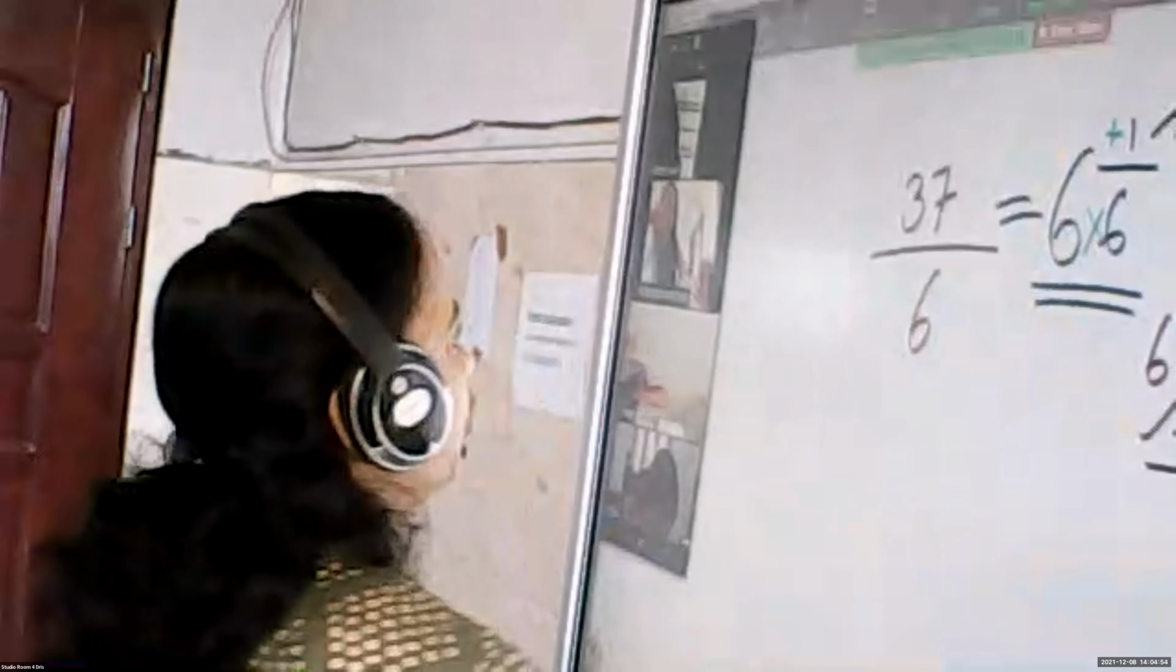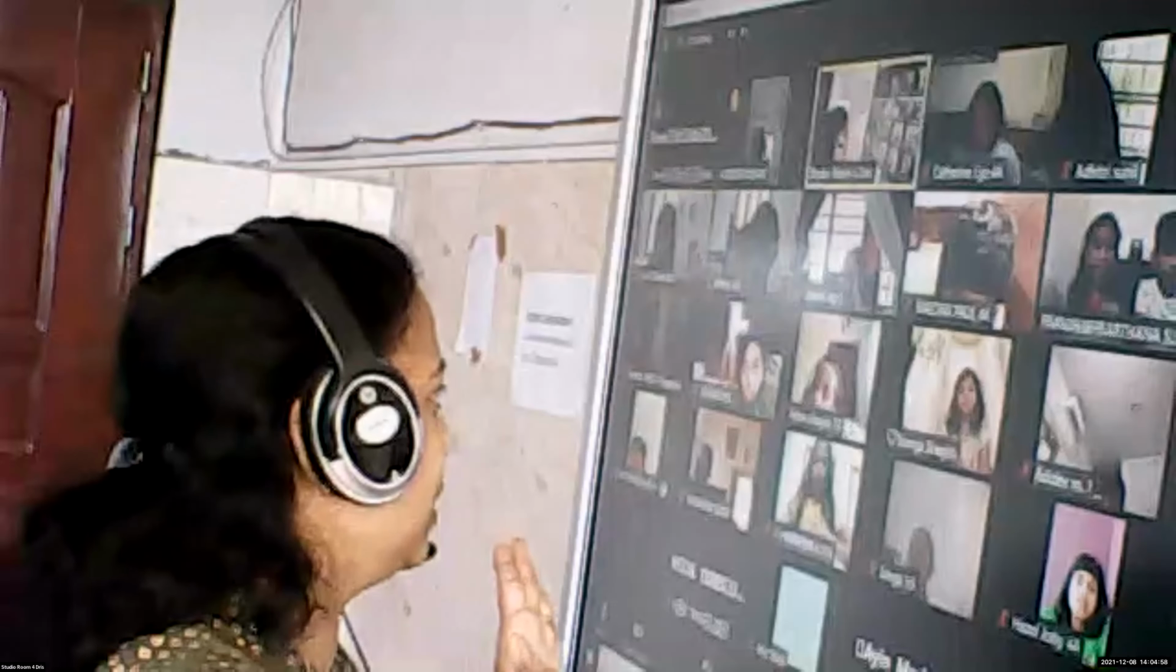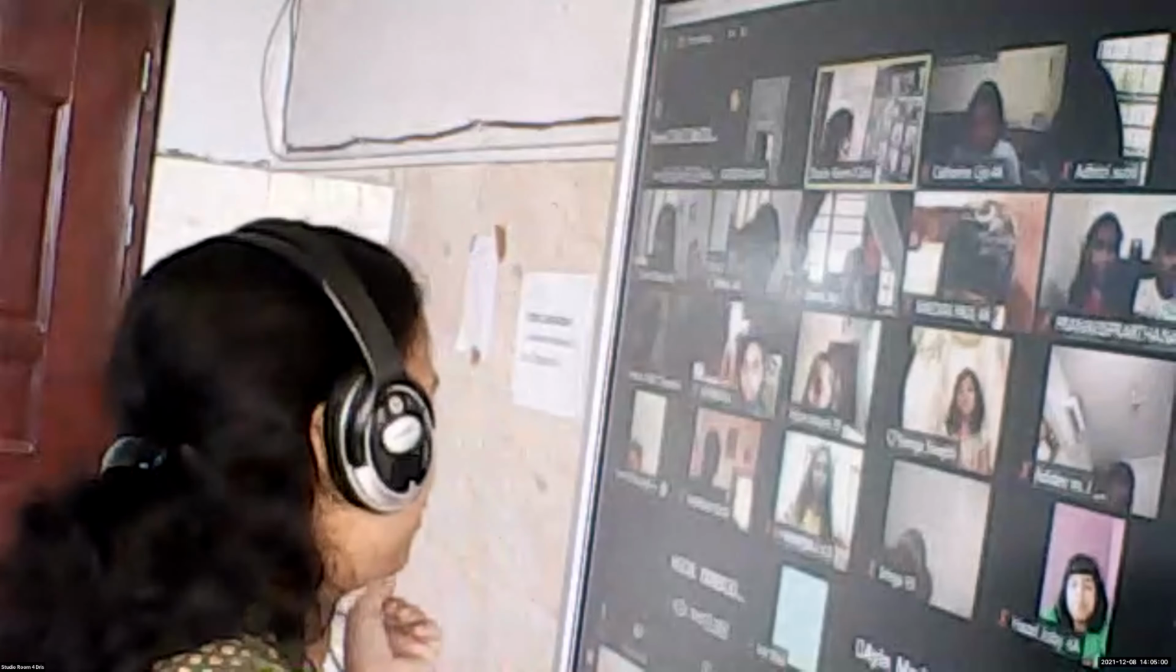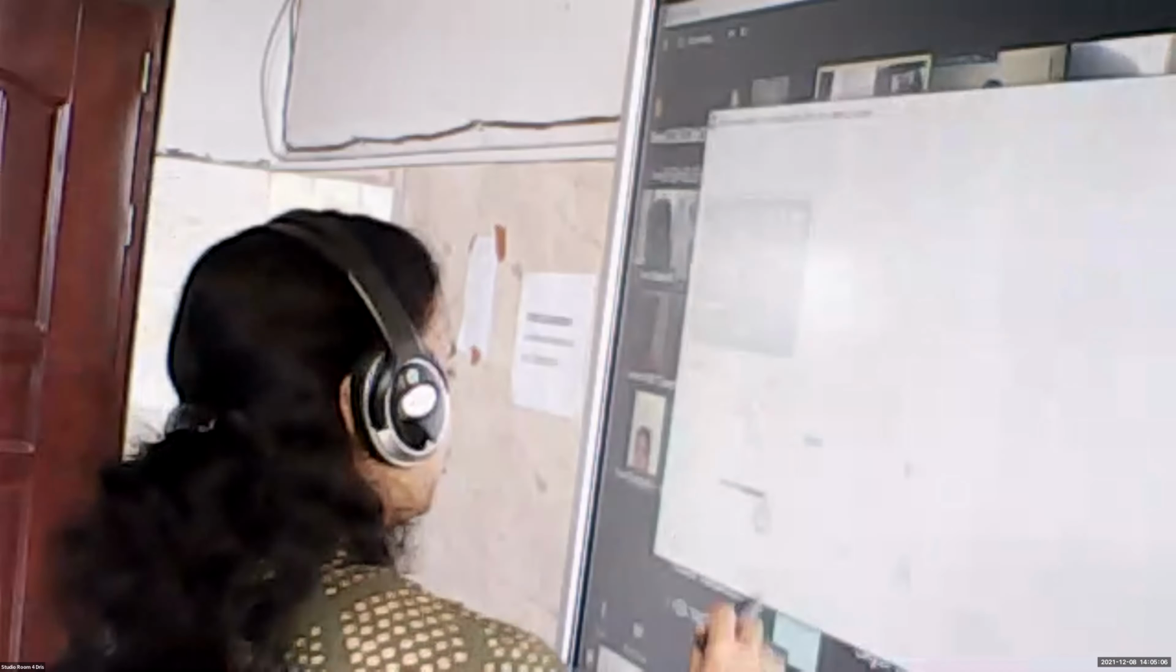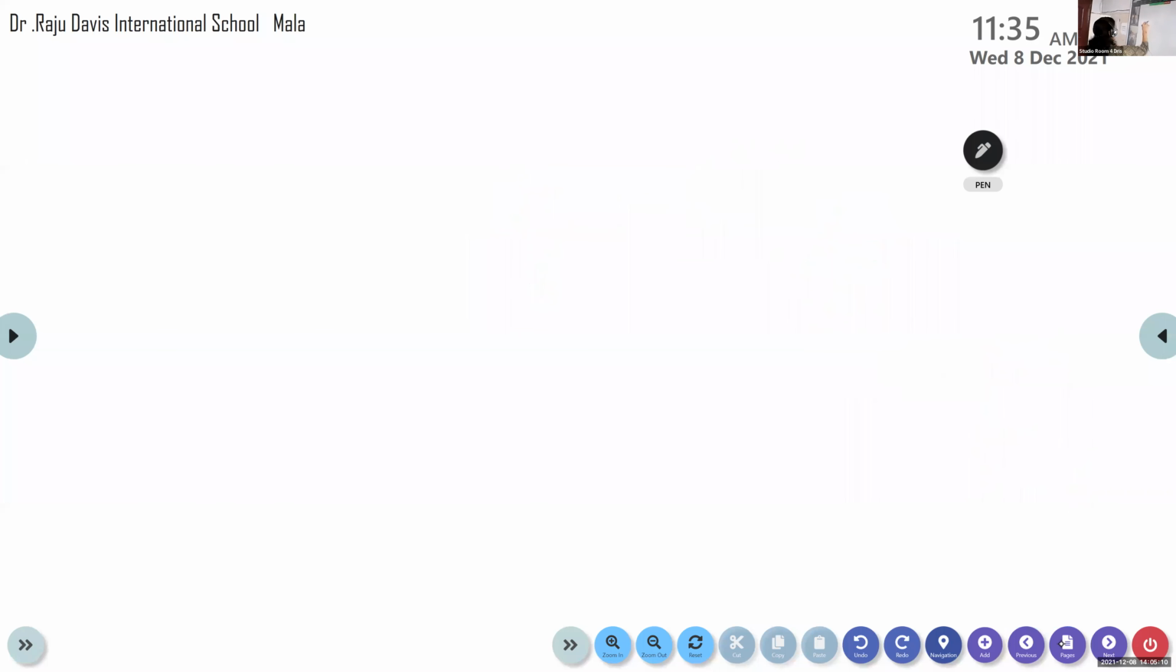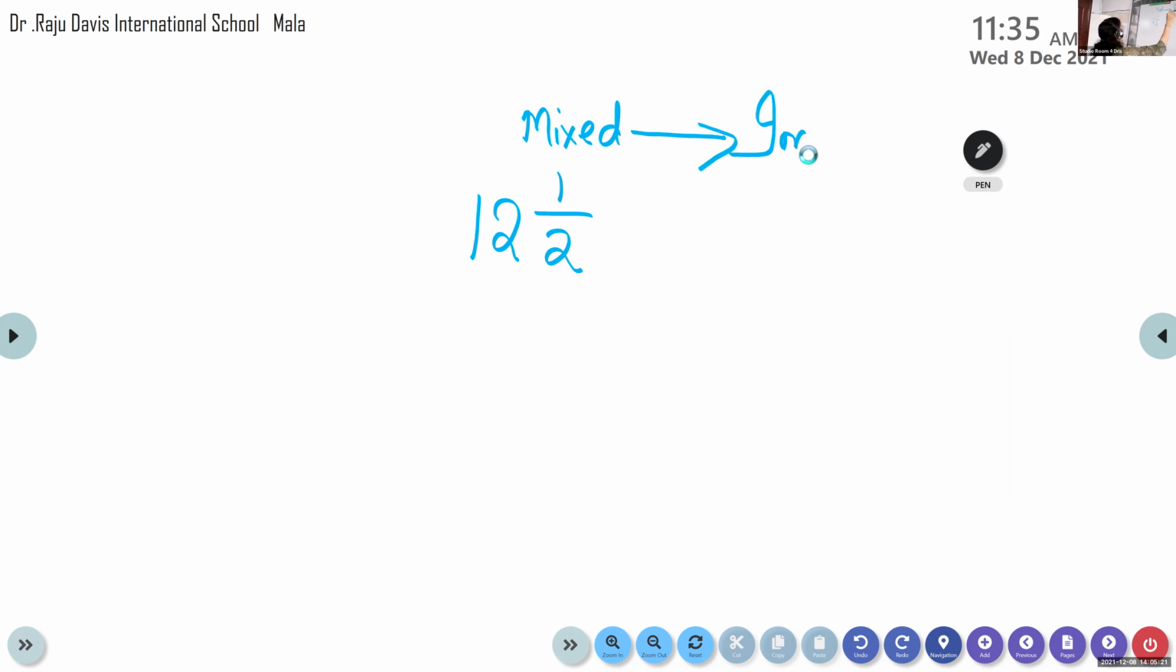So can I give you one question? You will convert from mixed fraction to improper fraction. 12 and 1 by 2. What you are going to do? From this mixed fraction, you are going to convert into improper.